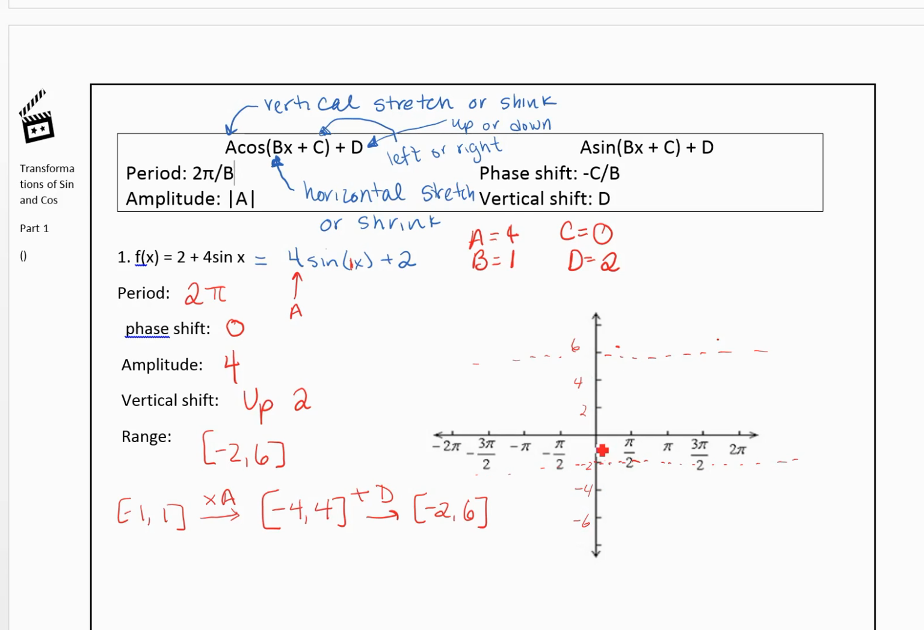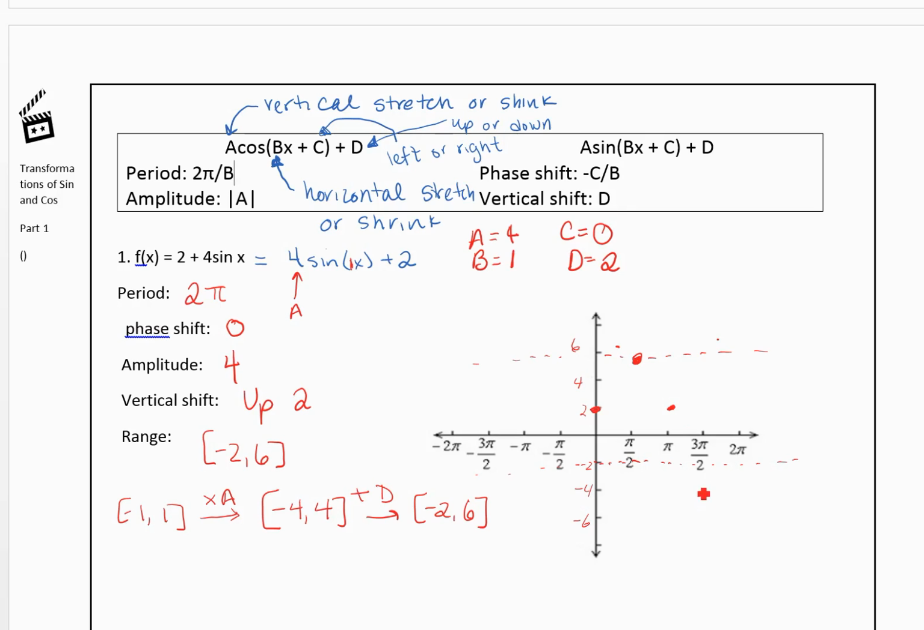So normally sine starts at 0, 0, but we've shifted that up 2, so it'll now be at 0, 2. You'd multiply that number by 4 and add 2, so 0 times 4 is 0 plus 2. Then at pi over 2, it's normally at 1. Well, if we multiply 1 by 4, we get 4, and add 2, we get 6. Then at pi, it's back at 0, which 0 times 4 is 0 plus 2 is 2.